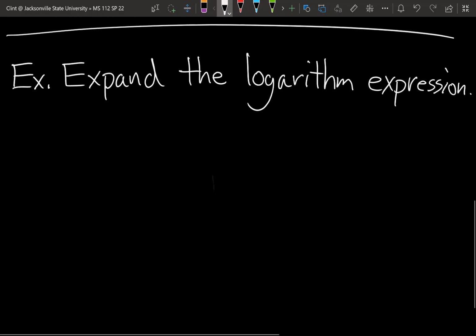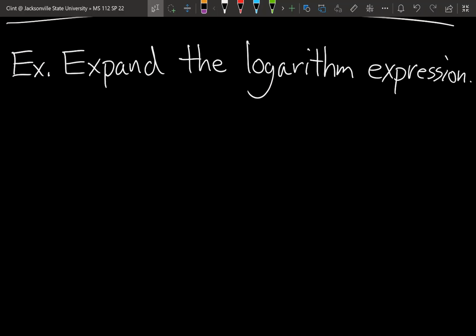So it'll start off giving us a complicated logarithm, and then we're going to split it up into pieces using those 3 properties. And here's one that's not too bad to start with.